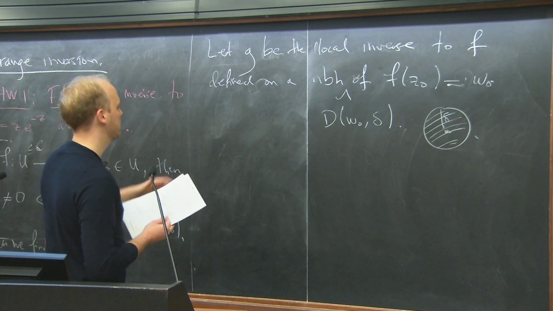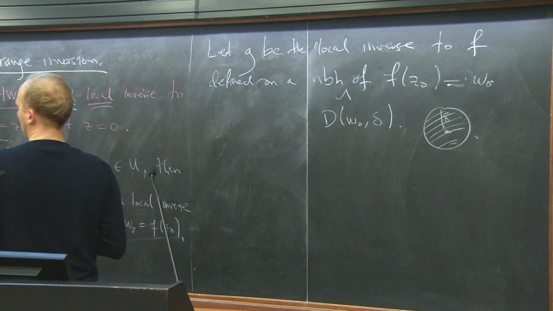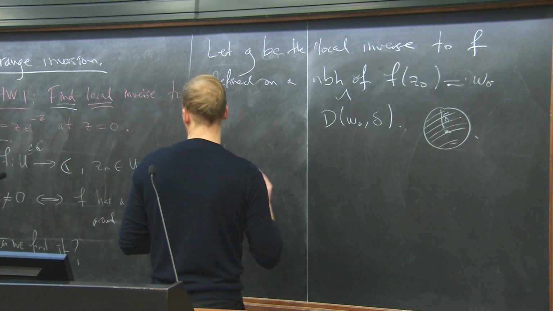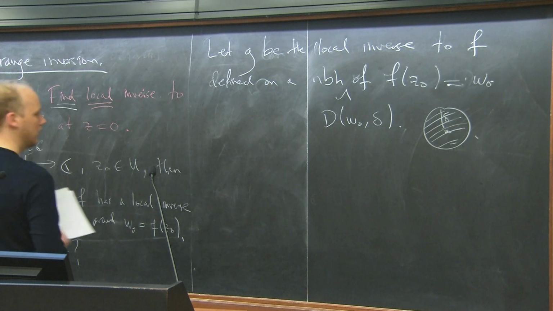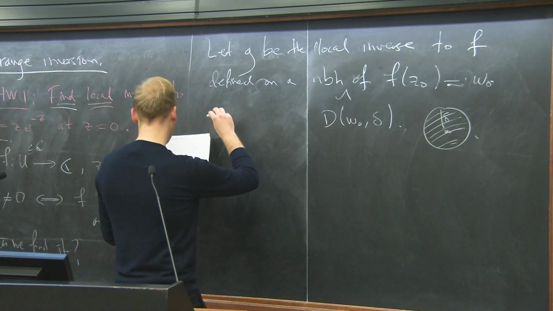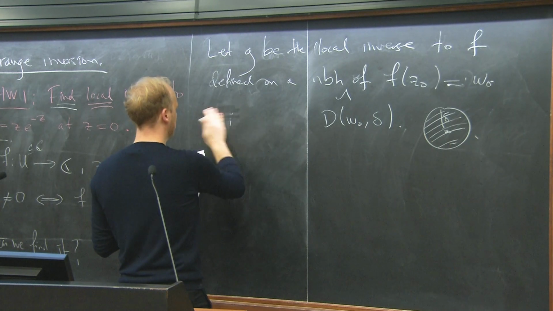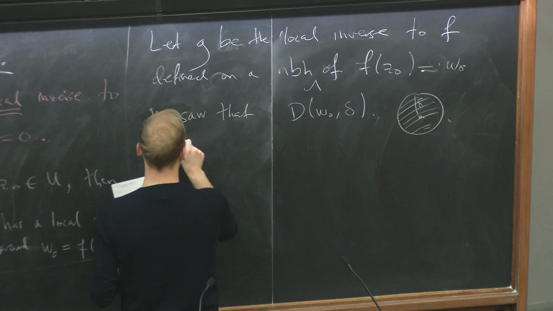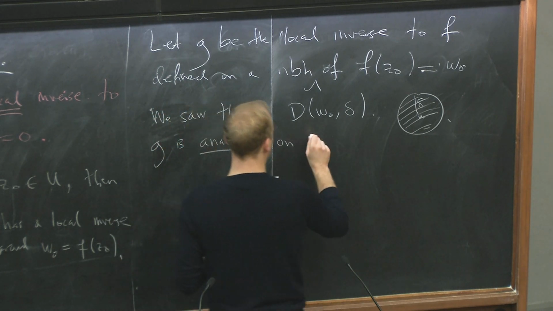If you remember, by the open mapping theorem we saw that this inverse was continuous. Even stronger, we were able to show that it was actually analytic, because thanks to the continuity, we could compute the derivative by taking 1 over the derivative of f. You recall that this inverse G is actually analytic on this disk.